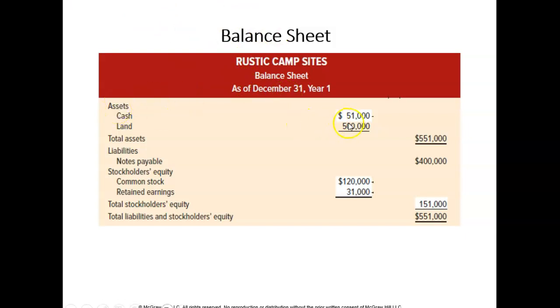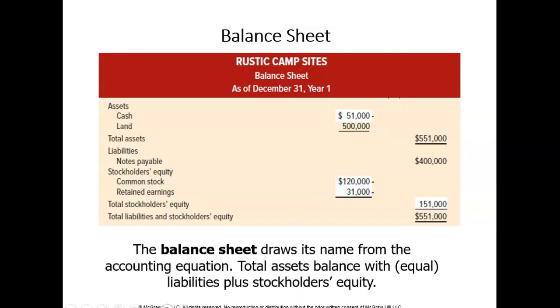So in the assets, we've got cash, $51,000, land, $500,000, total assets equal $551,000. On the liabilities, we have notes payable of $400,000, common stock $120,000, retained earnings $31,000. Add those together to get total equity $151,000. And the balance sheet, like the accounting equation, has to balance. Your assets must equal your liabilities plus stockholders' equity, and they do. Both sections total $551,000.